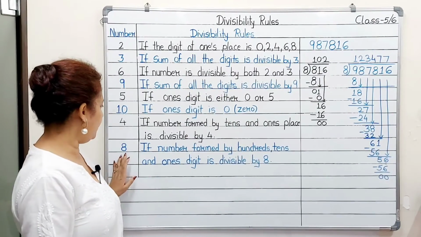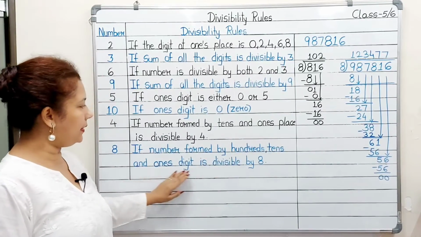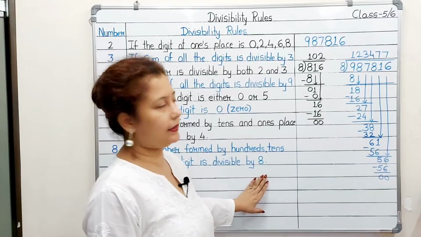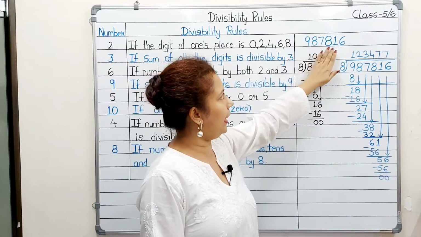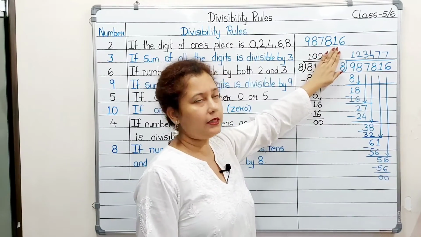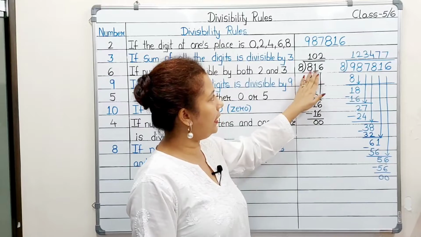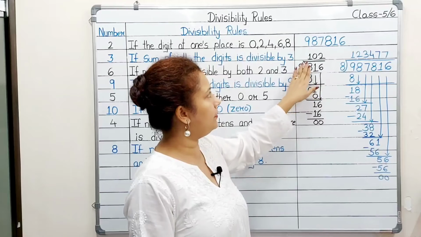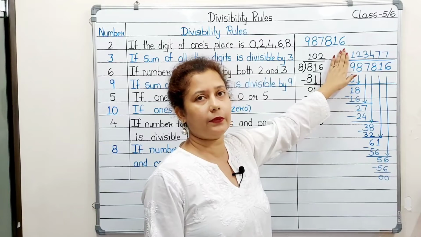Next is the divisibility rule of 8. If the number formed by the hundreds, tens and ones digits is divisible by 8, then that complete number is divisible by 8. Here is a 6-digit number, 987816. First we will see if the hundreds, tens and ones place digits, that is 816, are divisible by 8. If we divide 816 by 8, we get 0 as the remainder. That means it is completely divisible by 8. So this 6-digit number is also divisible by 8.